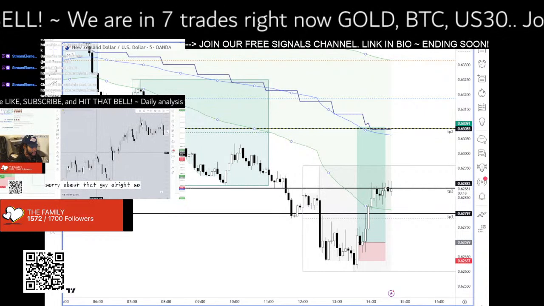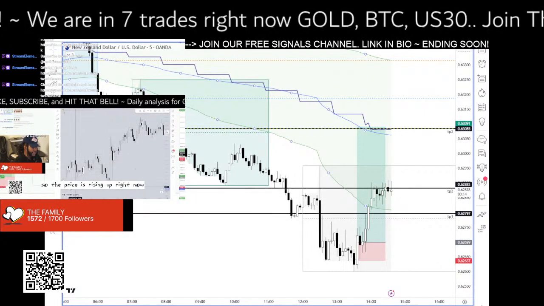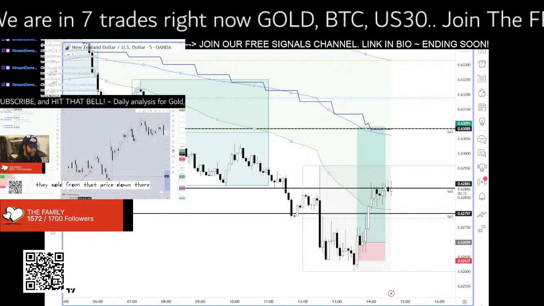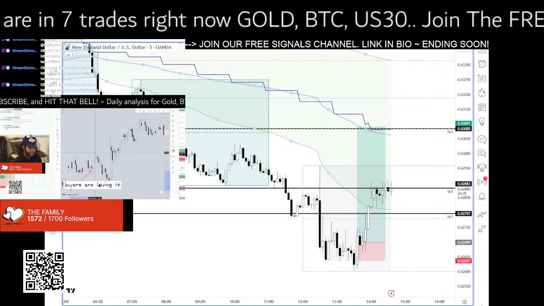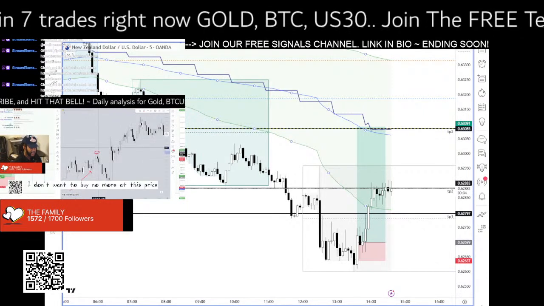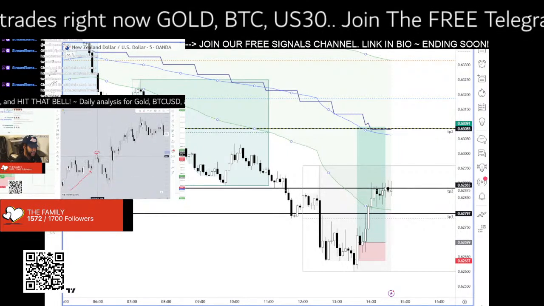All right, so back to the chart pattern. The price is rising up right now. Emotions are like, oh yeah, this is a good price to sell from. They sold from that price down there, and the buyers are loving it. They get to this price and they're like, I don't want to buy anymore at this price, so let's find a better price to buy at.